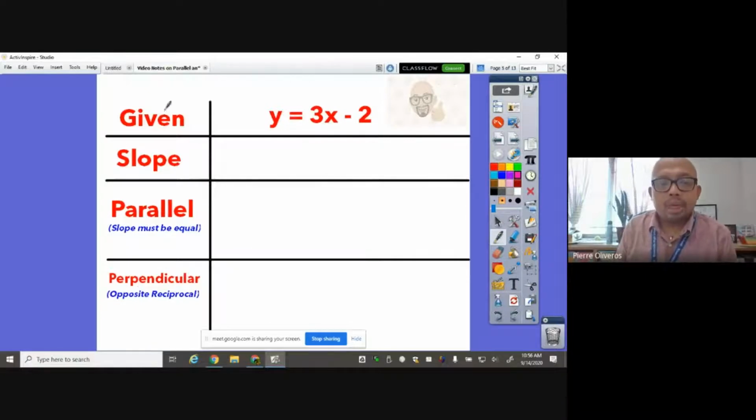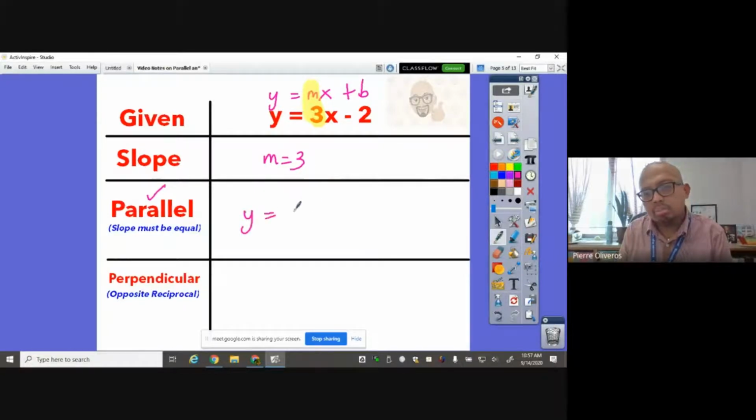Okay, so here we're given an equation y equals 3x minus 2. This is in slope intercept form, wherein the slope here is 3. Very good. If the slope there is 3, we know m equals 3. In a parallel line, slope must be equal. It has to be equal. So the equation that I'm going to write here must have a 3 as its slope. So I'm going to write y equals 3x plus 4. I can put here 5, I can put here 6, 7, or negative 1, negative 3. Okay, and that is going to be parallel here because they have the same slope.